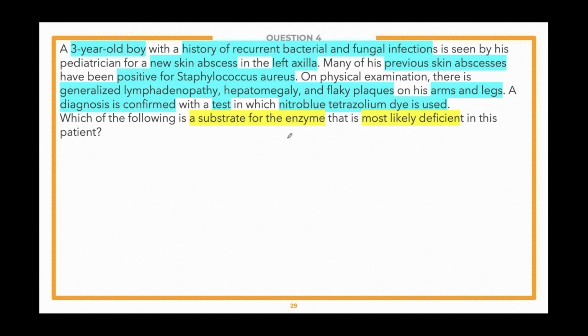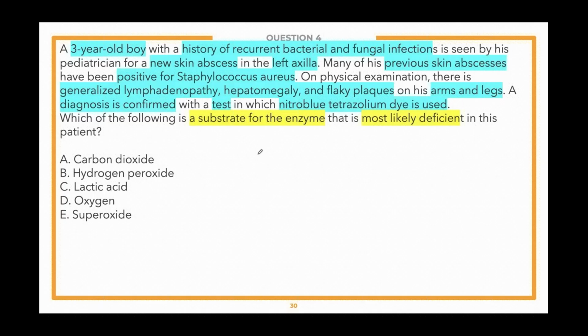So once again, we're going to go ahead and take a look at those answer choices. We're going to start at the bottom and work our way up to the top. E, superoxide. D, oxygen. C, lactic acid. B, hydrogen peroxide. And A, carbon dioxide. So we're going to go ahead and open up that poll. Go ahead and select what you think is the best answer here, and we'll talk about it in just a few seconds.